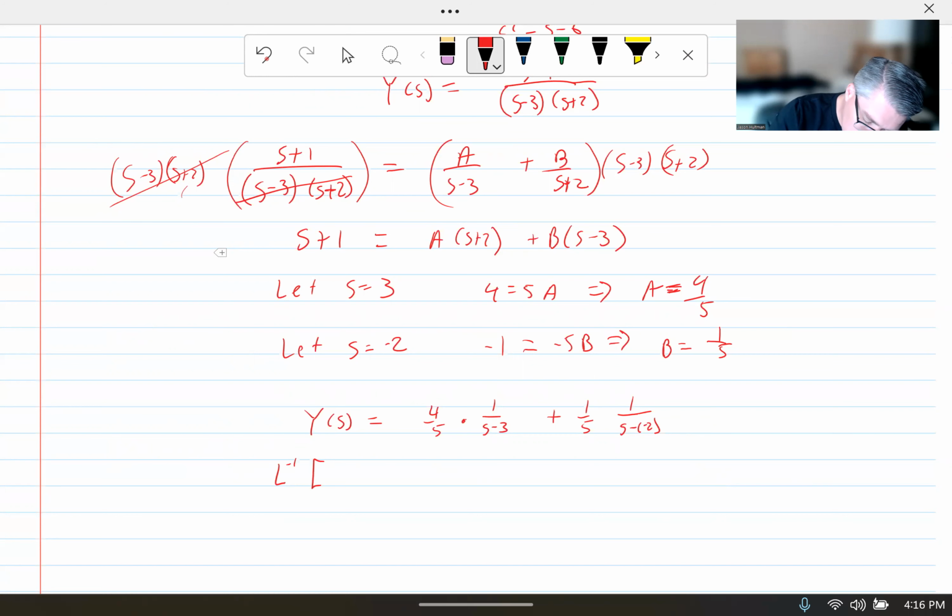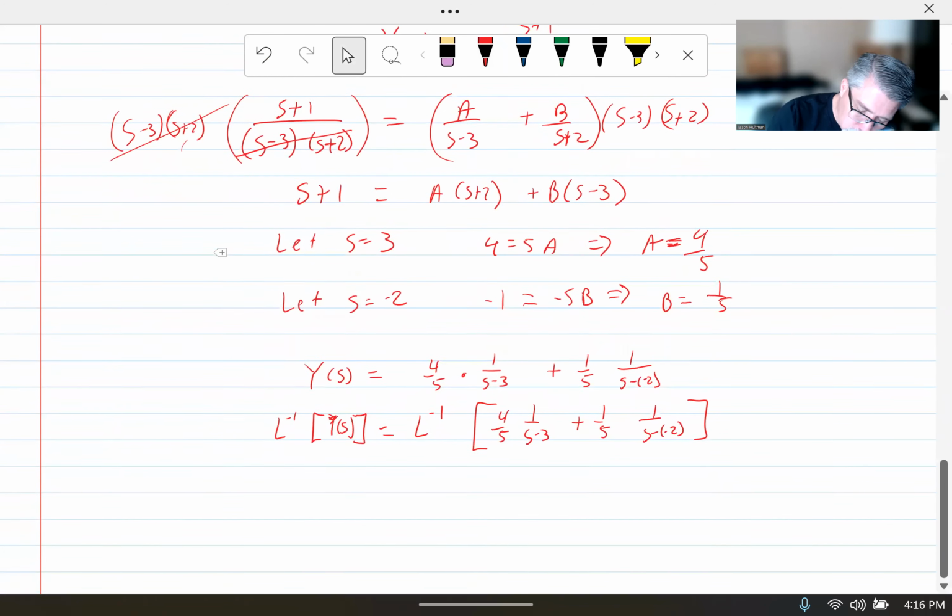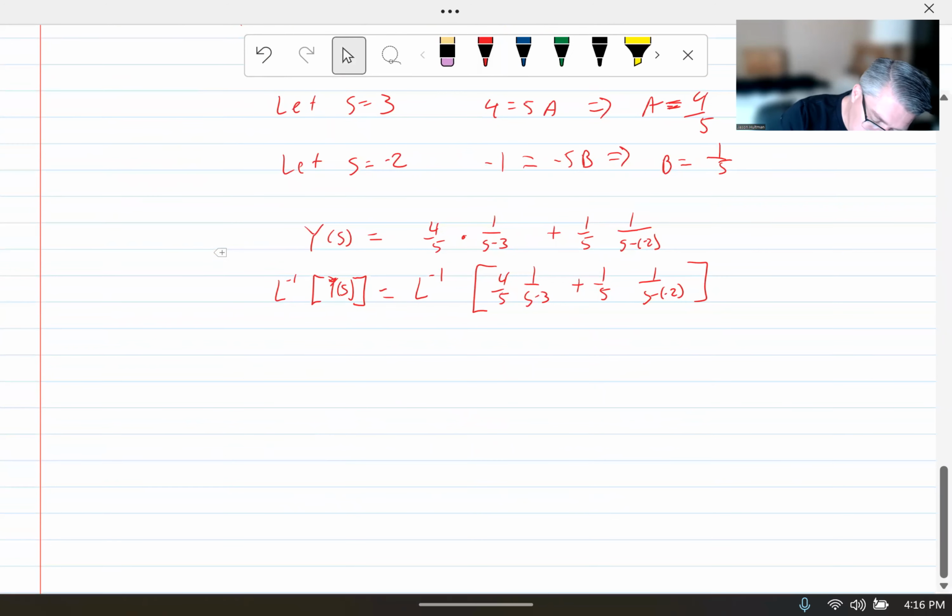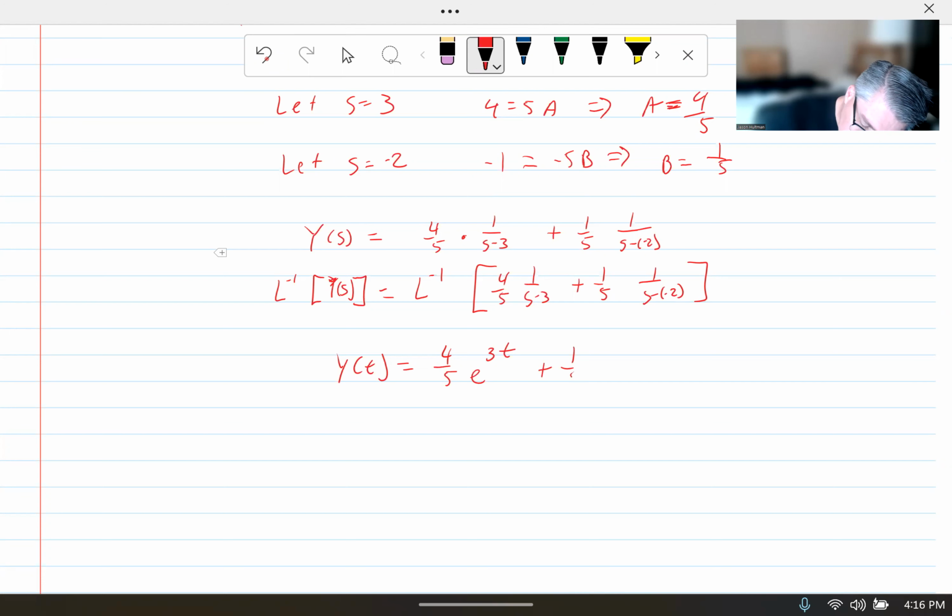So the inverse Laplace transform of y of S is going to equal the inverse Laplace transform of 4/5 times 1 over S minus 3 plus 1/5 times 1 over S minus -2. I could break that up into two Laplace transforms, but basically it's going to become y of t, which is equal to 4/5 times e to the 3t plus 1/5 e to the -2t. And that's my solution.